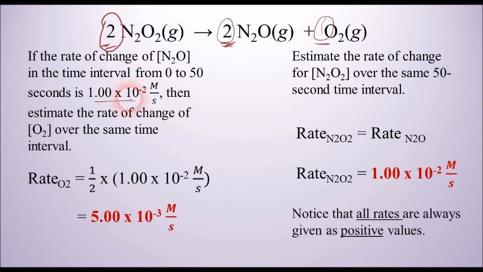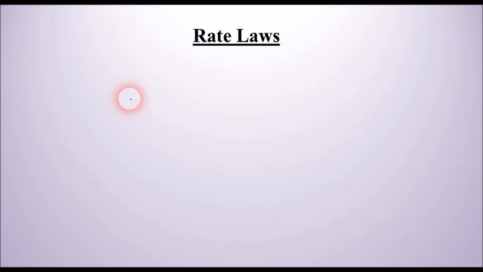Now, notice that no matter whether we're talking about a reactant or product, by convention, and this is just the way we do it, all rates are given as positive values. That's just how we do this. It's analogous to if you're driving in your car and you're driving north, your speedometer says 70 miles per hour. If you're driving south, the opposite direction, the speedometer still says 70 miles per hour. It doesn't somehow magically say negative 70 miles per hour, because that wouldn't make any sense. Rates are always given as positive values.